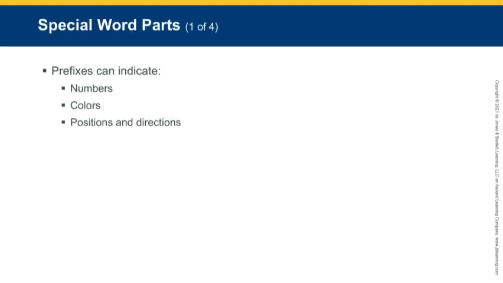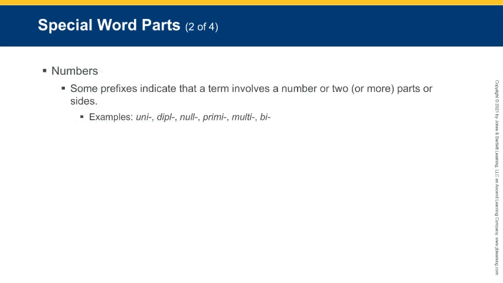Prefixes can indicate numbers, colors, positions, and directions, adding clarity and specificity to medical terms. Numerical prefixes indicate quantities or divisions, such as uni- for 1, bi- for 2, and multi- for many.